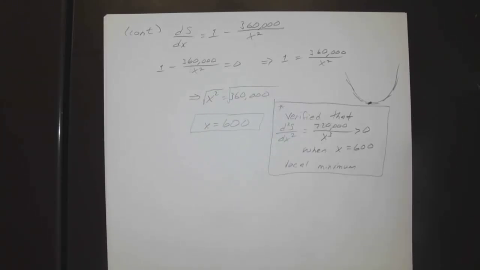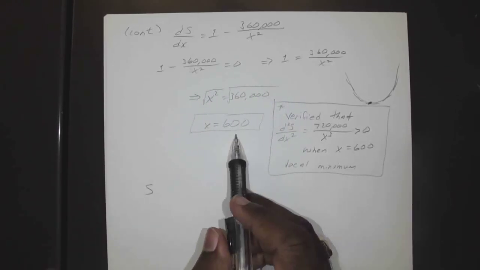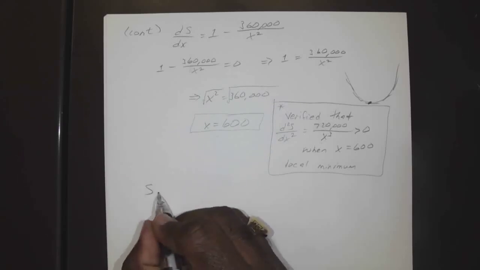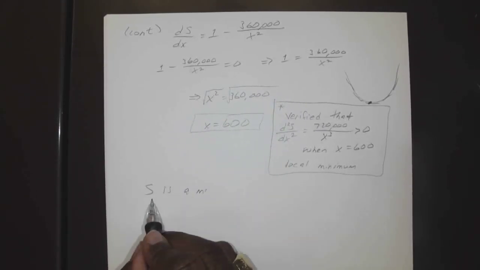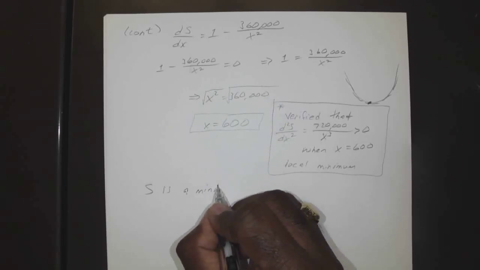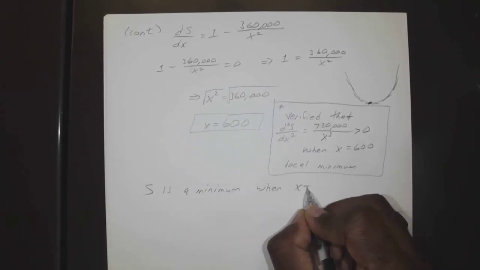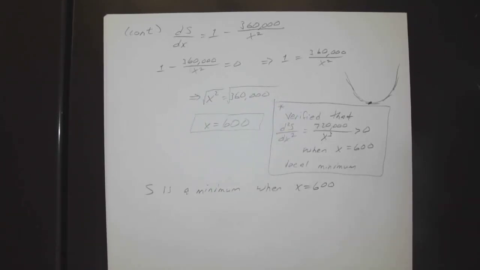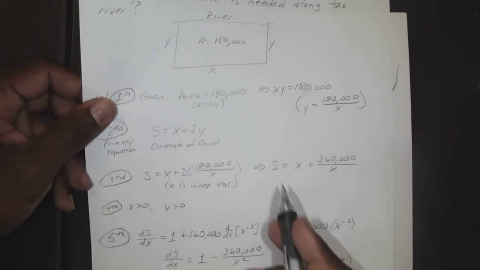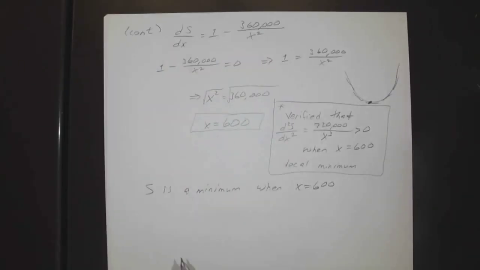All right, so we know that's our critical point, so we know that's our minimum. So S is a minimum. Remember, that's the length of the fence you'll need when x is equal to 600. And if we plug it in, since S equals x plus 2y.